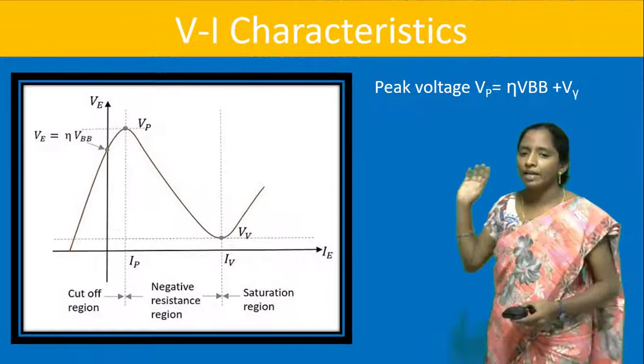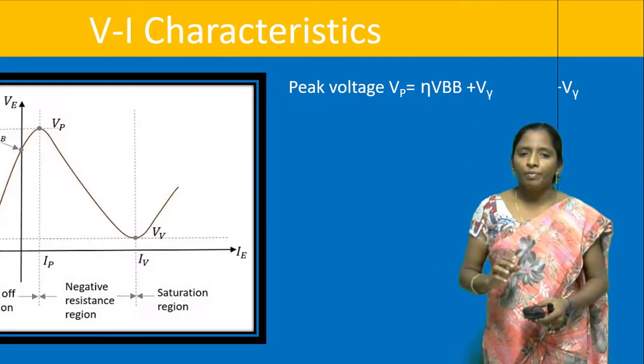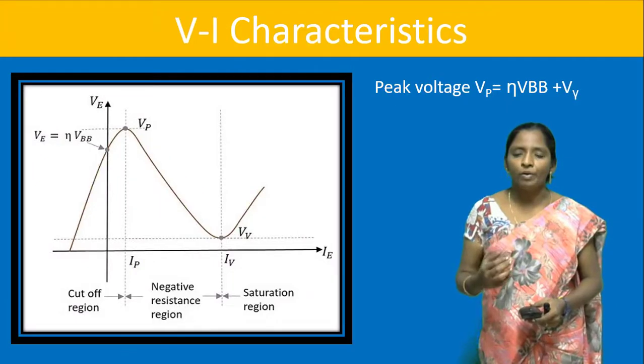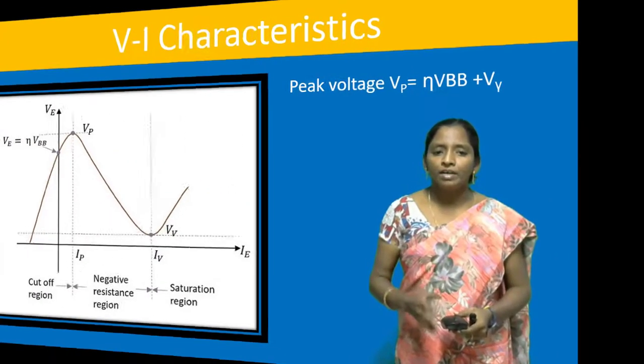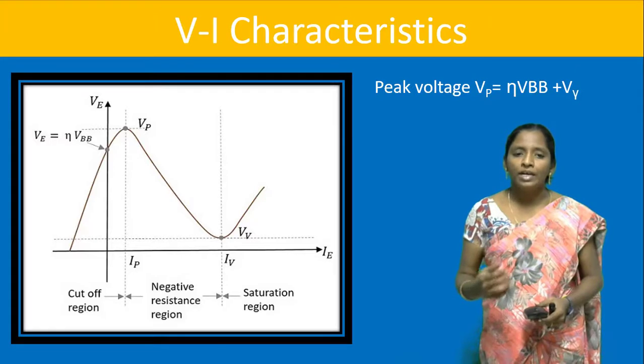This is the VI characteristics of the UJT. Here, until the peak point, that is Vp equal to eta VBB plus V gamma, the diode is in the off condition, that is, in the cutoff region. Once it reaches the peak point, it goes into the negative resistance region.